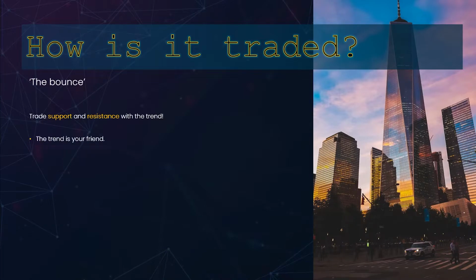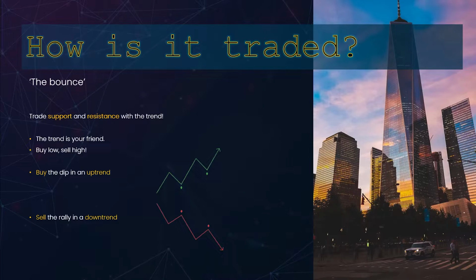Or you might even hear traders say, buy low, sell high. What does that even mean? It simply means that we buy in uptrends and sell in downtrends. Buy the dip, for example. This is when price falls towards support, preferably in an uptrend. Or sell the rally. This happens when the price rises towards resistance, preferably in a downtrend.